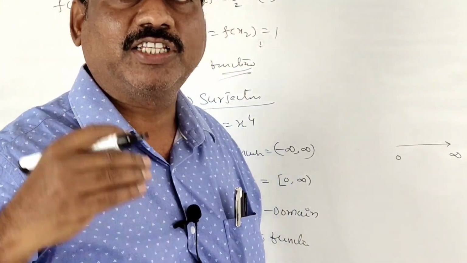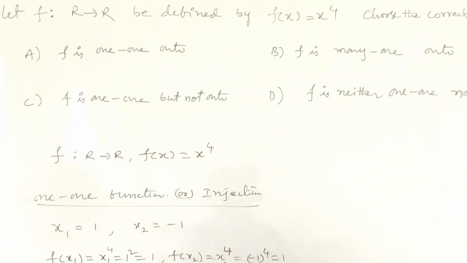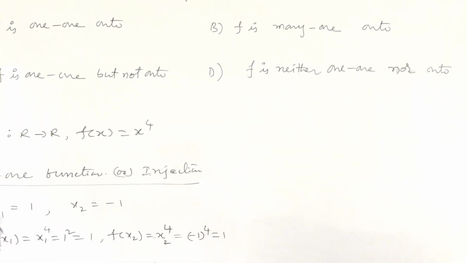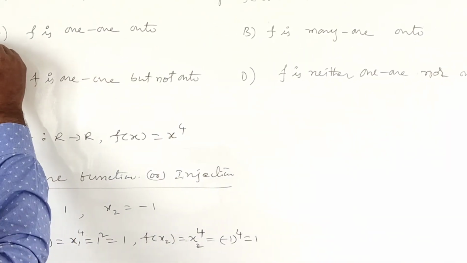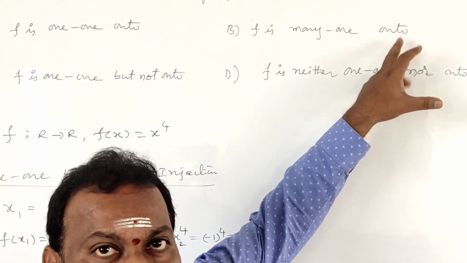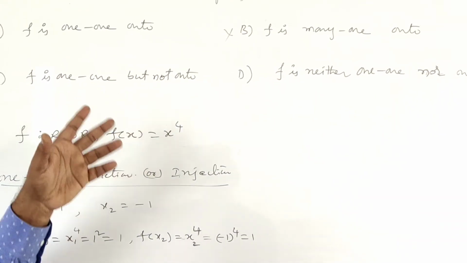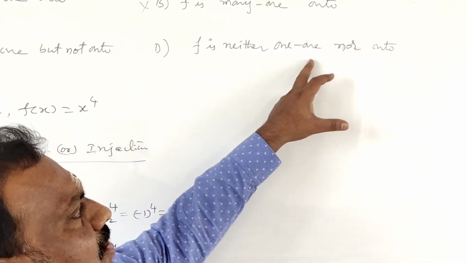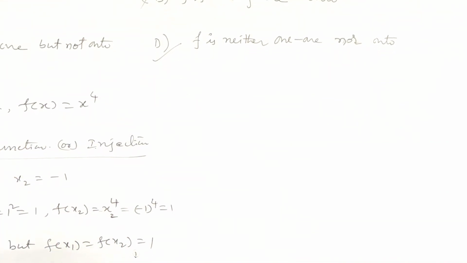I told you, if a function is not onto, it is into. So f of x equals x power 4 is neither one-one nor onto, or it is many-one and into function. You can check the options now. First option, f is one-one and onto, so it is wrong. F is many-one, true, and onto, so it is also false. Next, f is one-one but not onto, this is wrong. F is neither one-one nor onto, yes, this is the correct option. So D is the correct option.